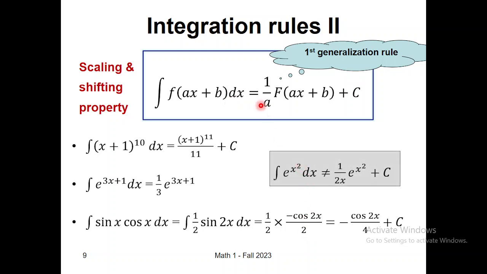Take care that we apply this integration rule only if x is scaled and shifted, not changed by any other function. For example, we cannot say that the integration of f of x squared equals capital F of x squared multiplied by the derivative of x squared, which is 2x. This is not correct. Actually, in this case, a is the derivative of the linear function. This is true only for the linear function, not for any other function. For example, the integration of e to the power x squared is not equal to e to the power x squared divided by the derivative of x squared. This is not correct, and you can prove this by differentiating this side.